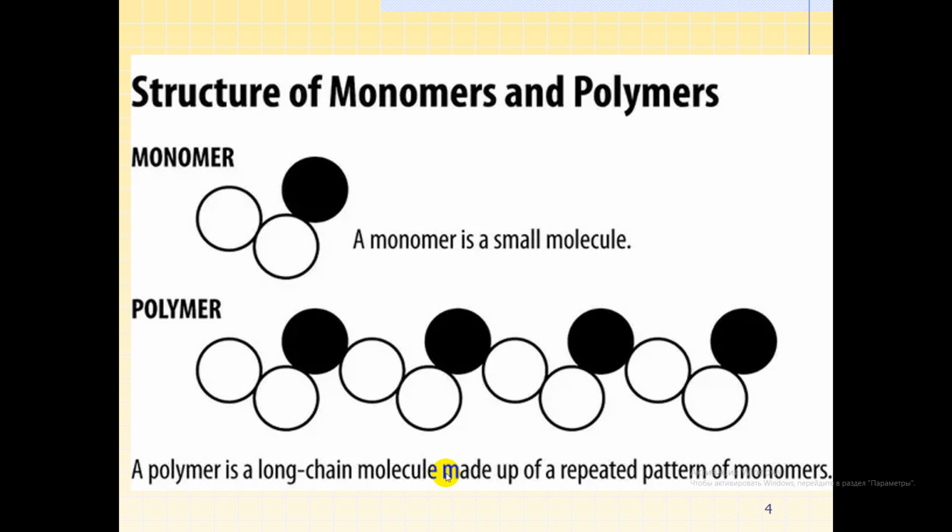Structure of monomers and polymers. Monomer. A monomer is a small molecule, and a polymer is a long chain molecule made up of a repeated pattern of monomers.